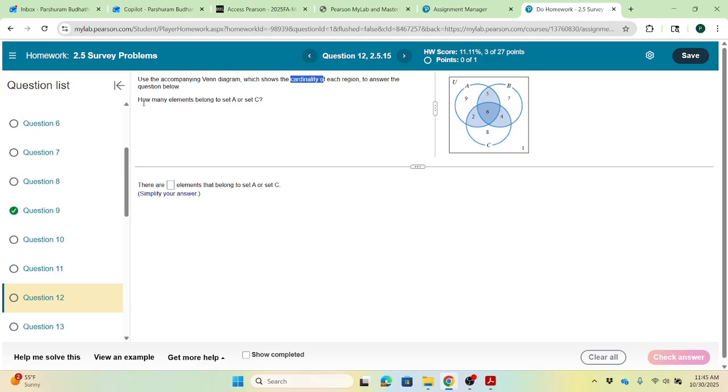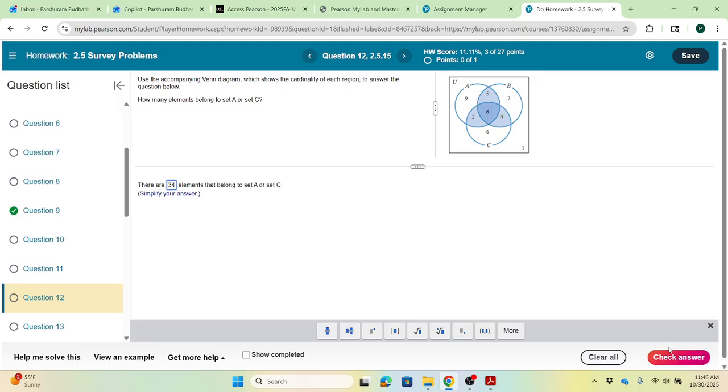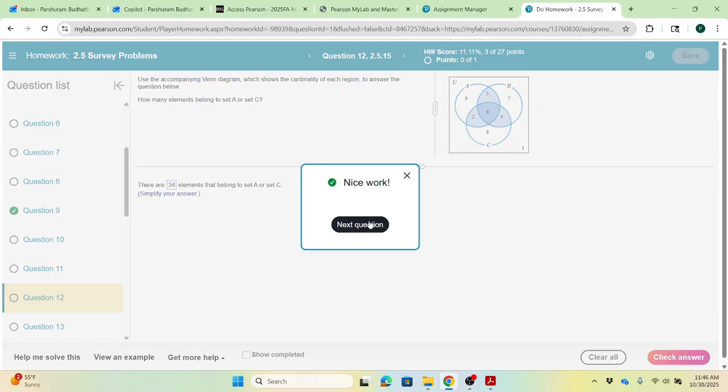To answer the question below, how many elements belong to set A or set C? A or C. So that means A union C. So you need to count everything from A and then also count everything from C without repeating them. So 9 plus 5, which is 14, plus 6 is 20, plus 22. 22 plus 4 is 26. 26 plus 8 is 34. There are 34 elements in A or C.